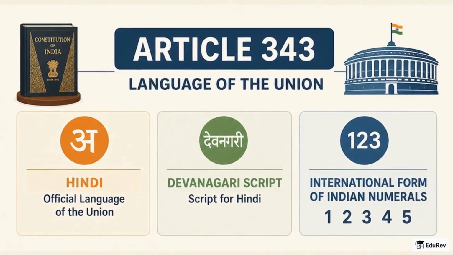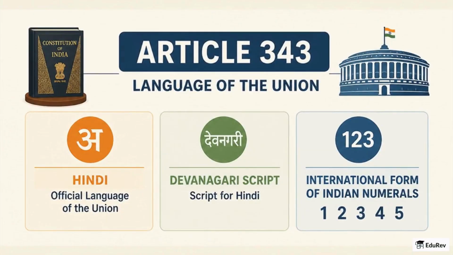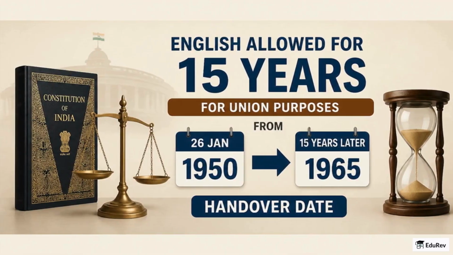First, the language of the Union. Article 343 names Hindi in Devanagari script as the official language of the Union, and it also sets the numeral form as the international form of Indian numerals. When the Constitution began, English was allowed for all Union purposes for 15 years from 26 January 1950. So, 1965 was supposed to be the big handover date.